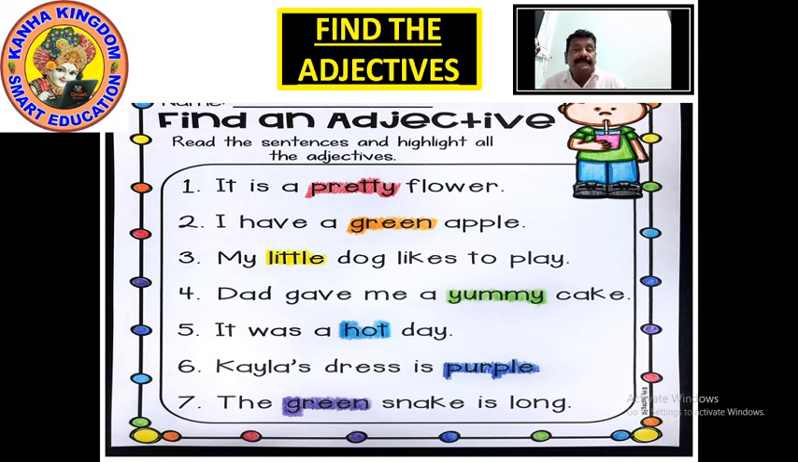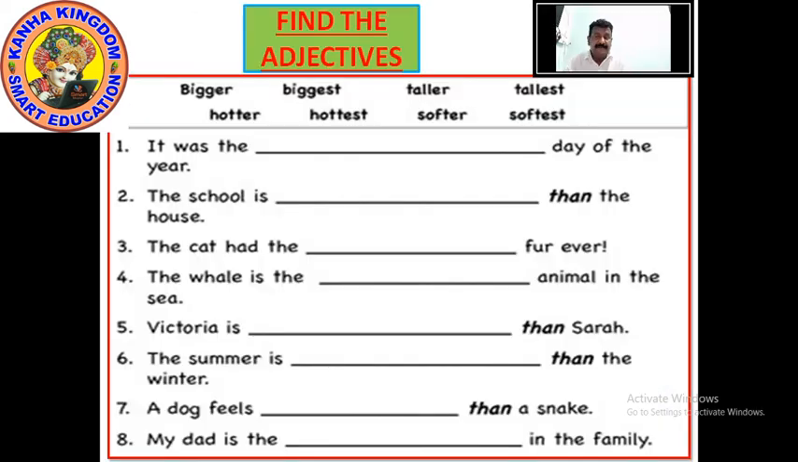Now all the adjectives are already marked. You just have to write them down, memorize them and repeat them. Right? Now let's see the word bank. With the word bank given here, we need to fill in the proper blanks. It was the dash day of the year. It was the hottest day of the year.